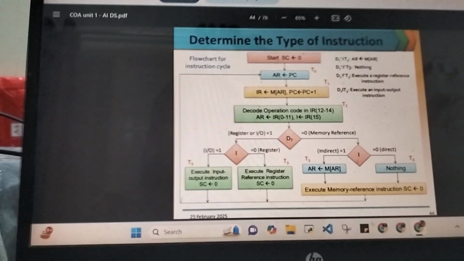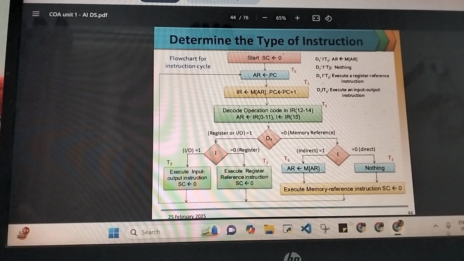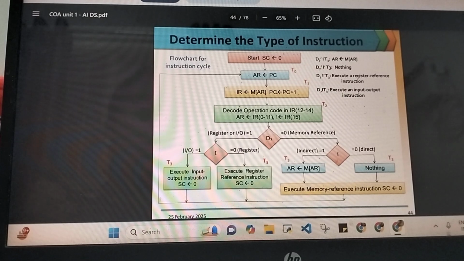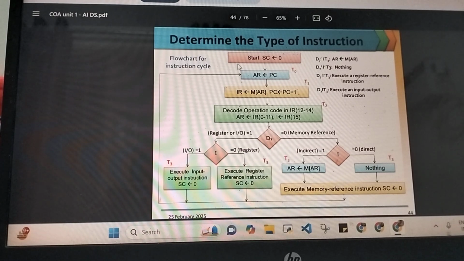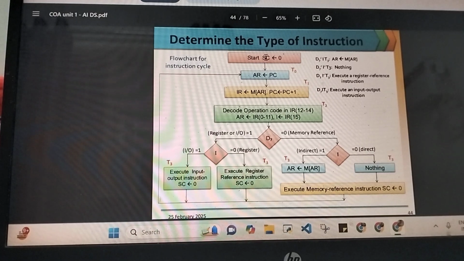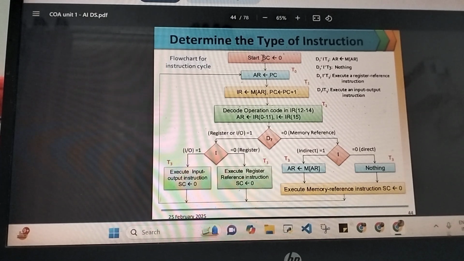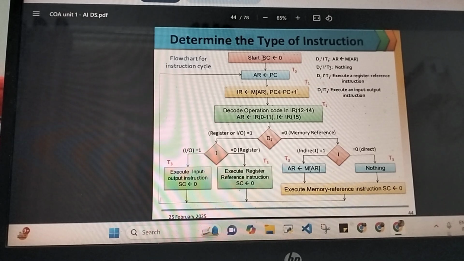So coming to this again is just an extension of your instruction execution cycle, and especially the decode step. It tells you how the CPU decodes and how it figures out what type of instructions. So your SC is your sequence counter, which is again a special purpose register. When your execution starts, it's like a flag variable which says my execution has started.